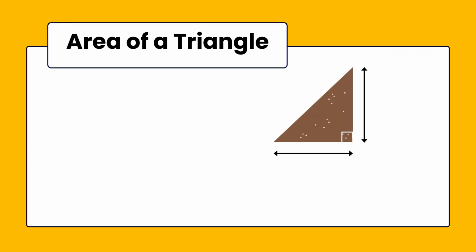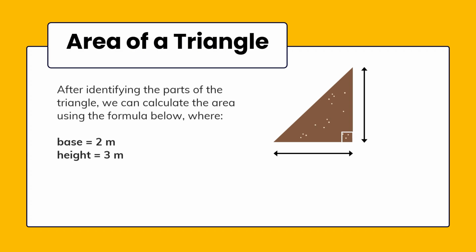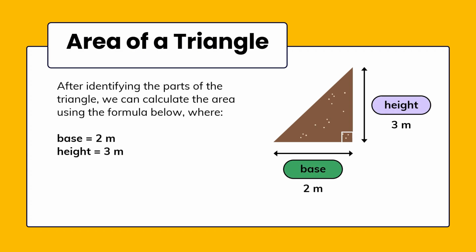Now that we have identified the base as 2 centimeters and the height as 3 centimeters, we can use the formula to find the area of a triangle. The formula for the area of a triangle is area equals base times height divided by 2, or 1/2 times base times height. This formula helps us calculate the space inside the triangle using its base and height.